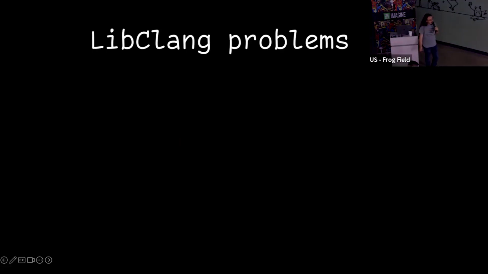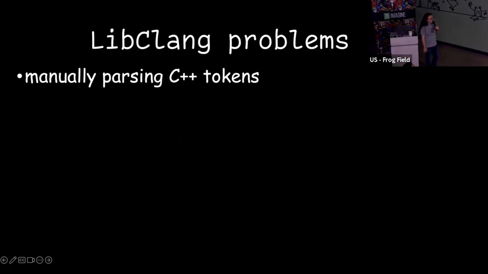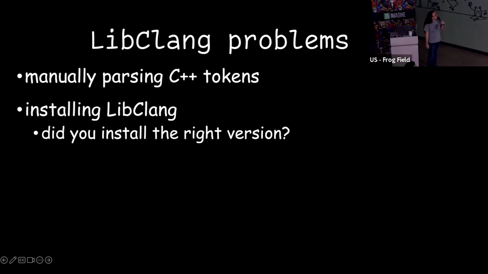So libclang has a number of problems, like you need to manually parse the C++ tokens. At least you don't need to tokenize it and run the preprocessor. I mean, I hope you don't use macros with this, but if you did, you would need to run the C preprocessor first and then get the tokens. We don't have to do that. libclang takes care of that, but we still have to parse all the tokens.